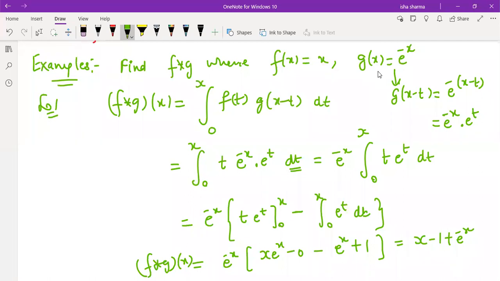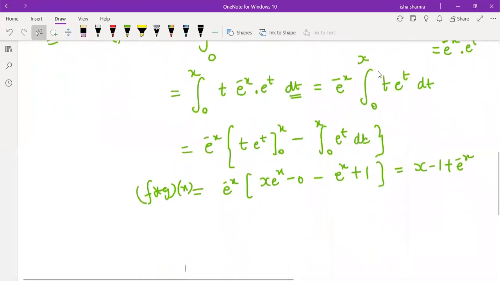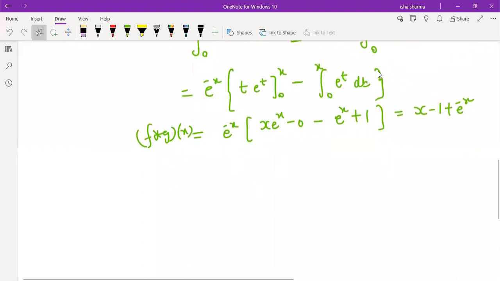So we are doing Laplace transform. Let me connect the concept of convolution with Laplace transform. For that, we have a theorem which is known as the convolution theorem.